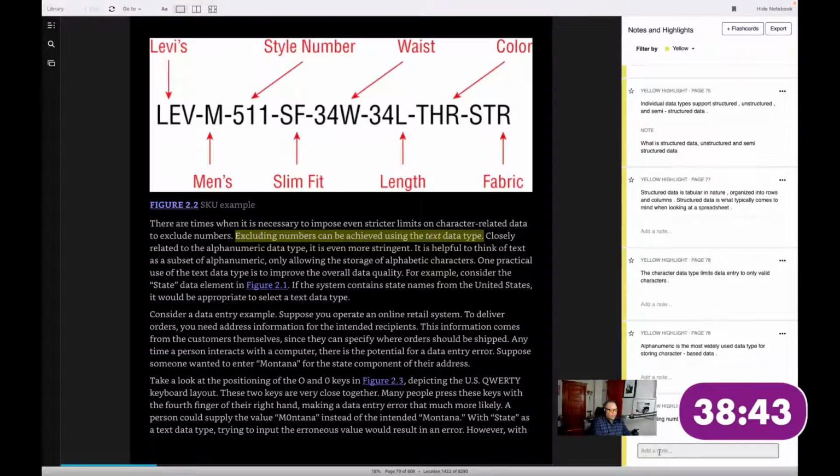Actually, I think I'm going to write that question out. What data type is used to exclude numbers?